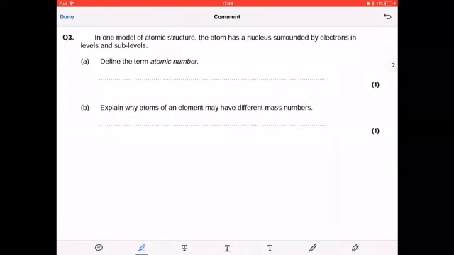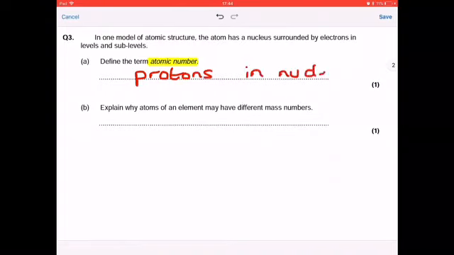Okay, so just to begin with, fairly straightforward question. You're looking at defining the term atomic number. Now, you should all know from the start of atomic structure and from your GCSE that atomic number basically defines the number of protons in the nucleus. And that is what you would have to write down in order to get the mark there.